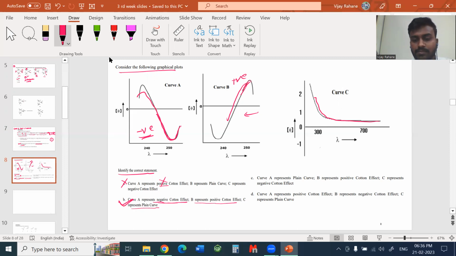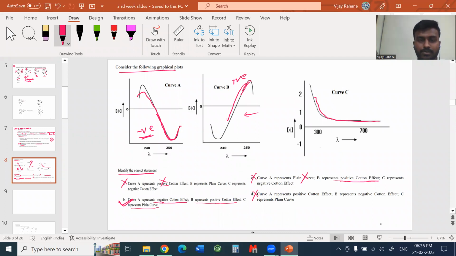The third option given, curve A represents a plane curve. Wrong. So this curve A is not a plane. It shows a negative Cotton effect curve. So this one is the wrong option. B represents positive Cotton effect. Up to here, this B part is correct, but this entire option is incorrect because of this A. They have written A shows the plane curve, not that A doesn't show the plane curve. Option D is, curve A represents positive Cotton effect. This one is incorrect because curve A shows the negative Cotton effect.